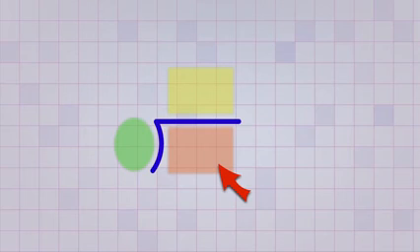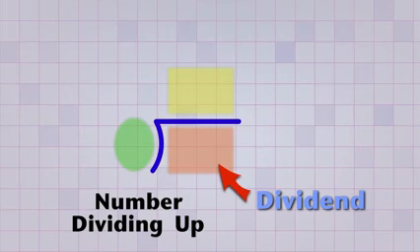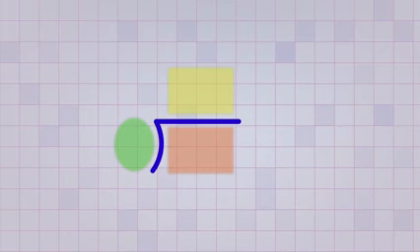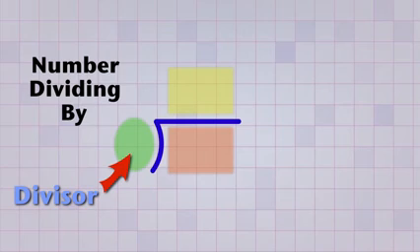The first area is here under the long horizontal line on our division symbol. This is the area where we put the number that we'll be dividing up. The fancy math term for this is the dividend. Most of the time the biggest number will go here because we usually start with a big amount and want to divide it into smaller groups. The second area is out in front of the curved part of the division symbol. This is the area where we put the number we'll be dividing by. The math term for that is the divisor. In other words, this number will tell us how many groups we'll be dividing our big amount into.